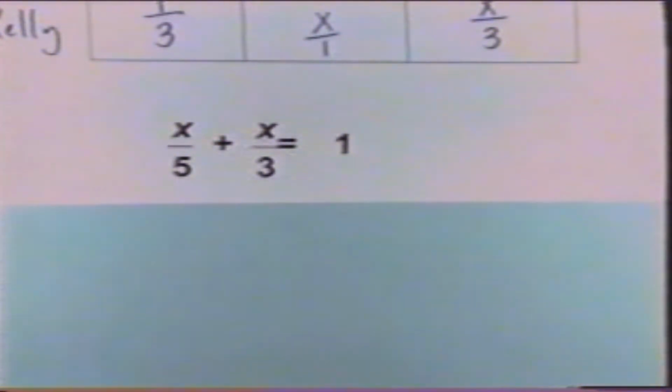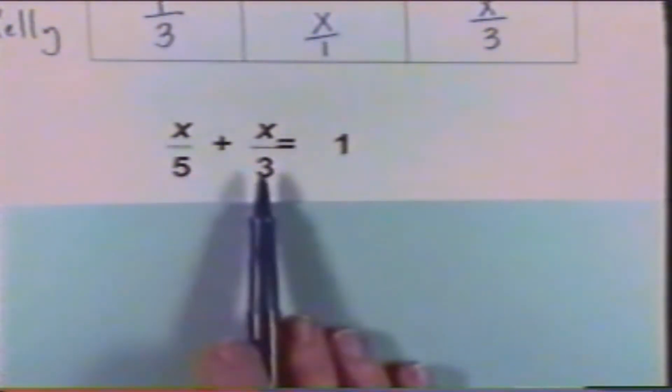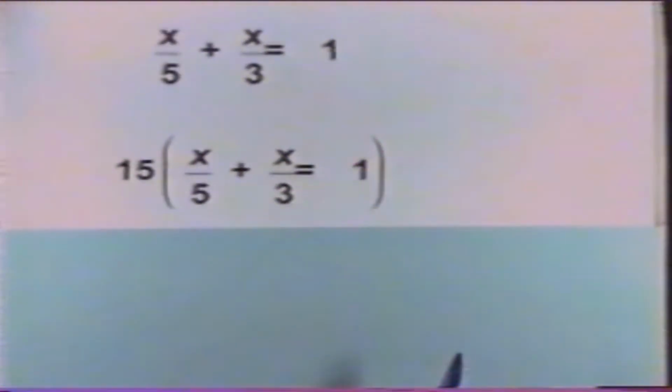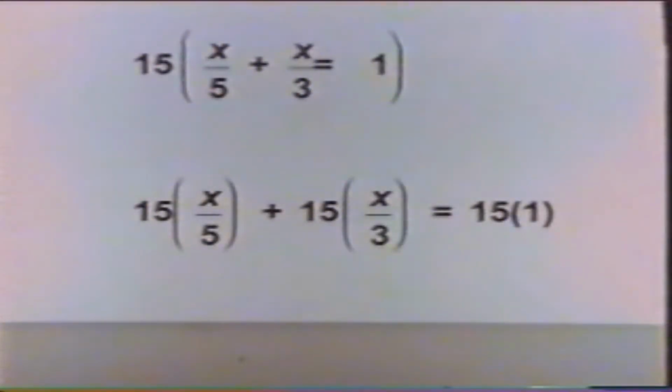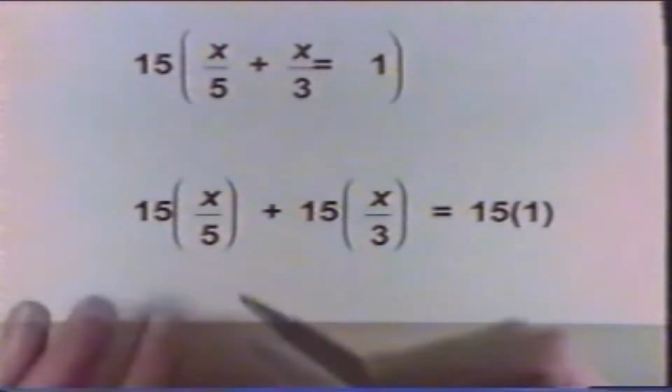Now the technique for solving a rational equation, that is an equation which contains fractions, is to multiply every term in the equation by the least common denominator. The least common denominator in this case is determined by the 5 and the 3 here, which would be 15. So we multiply each term by 15. That's illustrated here. Now the purpose of doing that is to eliminate the fraction, so that's what we'll do next.